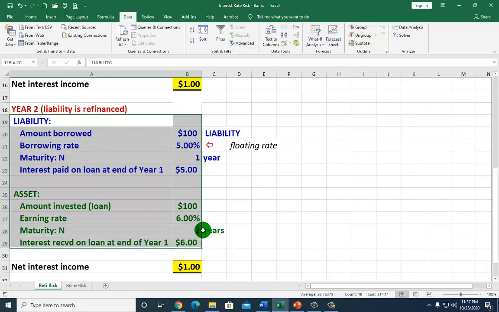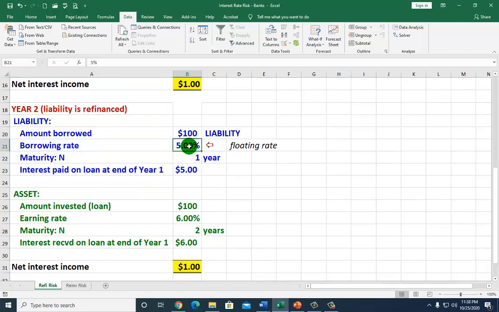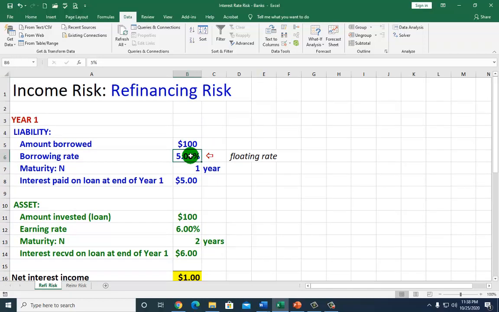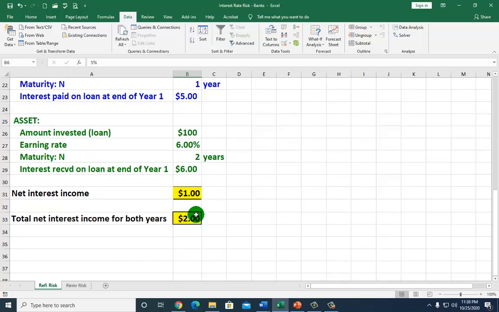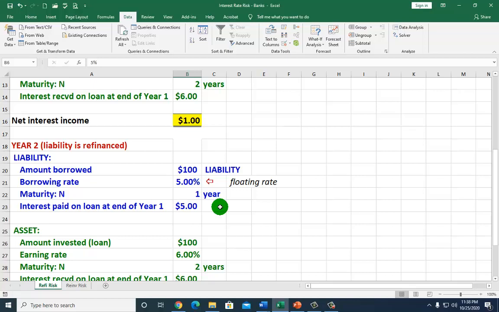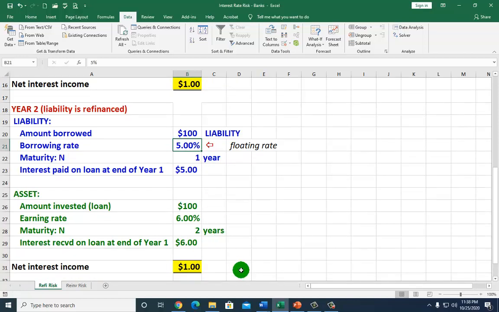So in the second year, if the borrowing rate remains at 5%, I go back here, 5% in year one, and if it stays at 5% in year two, then we're going to make another $1 million, which would make our cumulative profit for 2 years to be $2 million. But that is if we are able to refinance at the same interest rate. What if this rate were to go up in the second year? As a matter of fact, let's determine what the break-even borrowing rate is going to be in the second year.